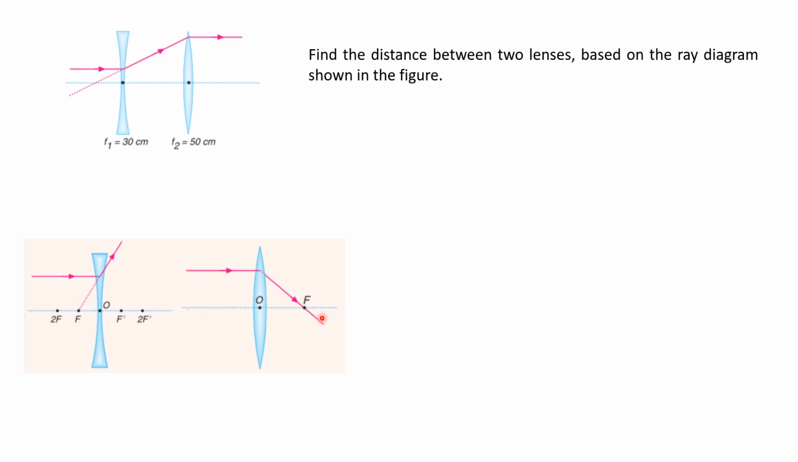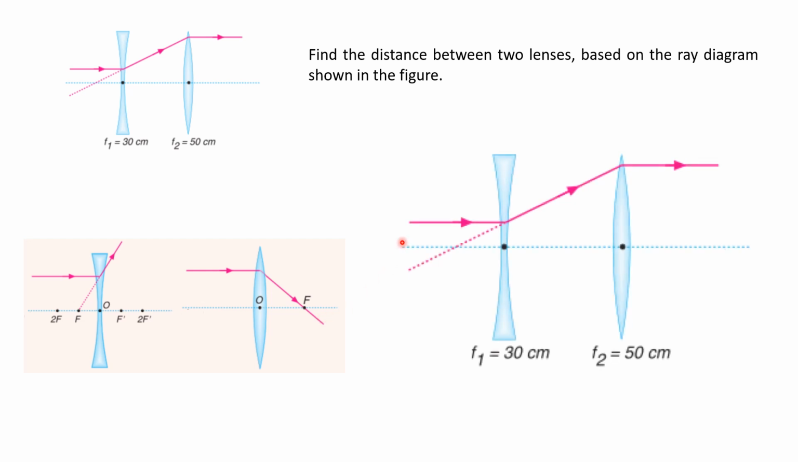Now let's look at our system. So we have light hitting a divergent lens and it's bending away from a certain point. That means this point has to be a focal length of the first lens. So this is f1. Now that light passes through the second lens and emerges parallel to the optical axis of the system.